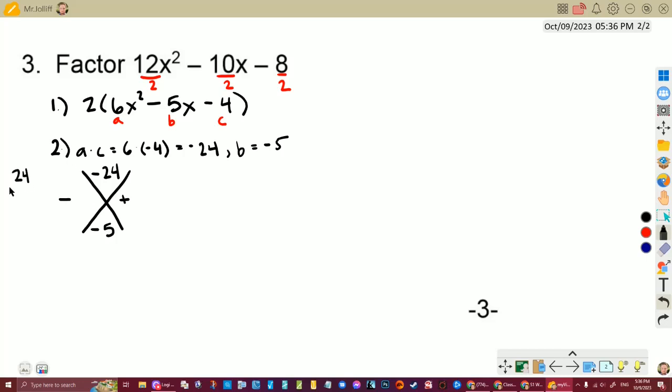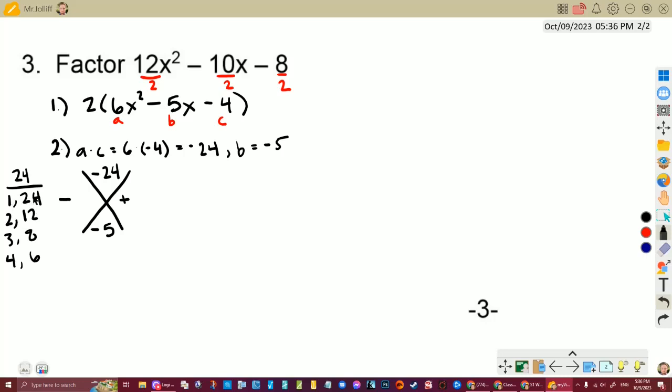Here we get to cheat a little bit. We have a list of factors for 24 because we saw 24 in our last problem. So I am just copying that list from our last problem. 1 and 24, 2 and 12, 3 and 8, 4 and 6.